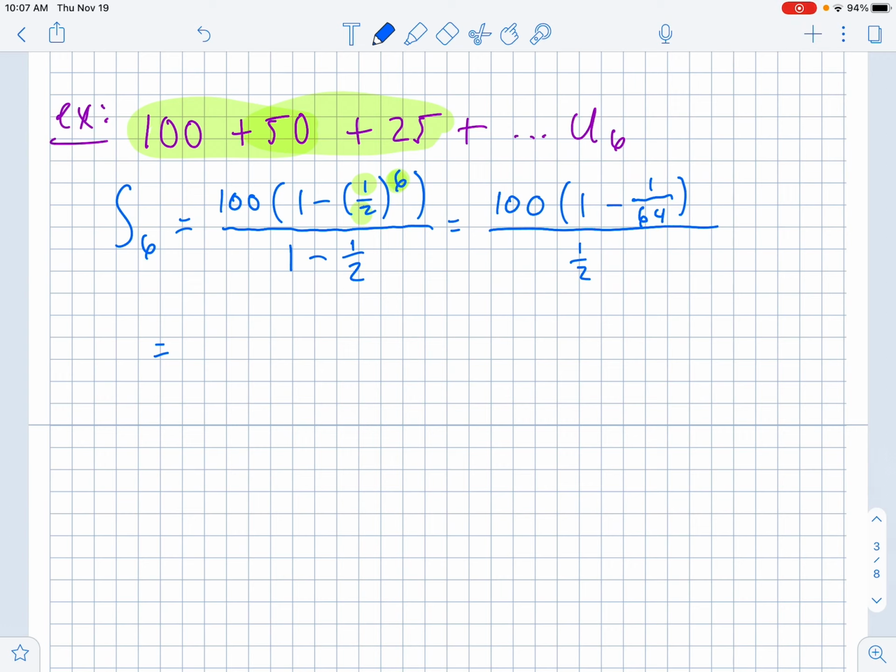Now, here we will need a common denominator. So that's like 64 64ths minus 1 64th, which is 63 64ths. Also, I'm going to do 2 moves at once. 100 divided by 1/2, when you flip the bottom fraction, becomes a multiplier of 2. So that's 200. So this is 200 times 63 64ths. Is that too many moves at once? Might be.